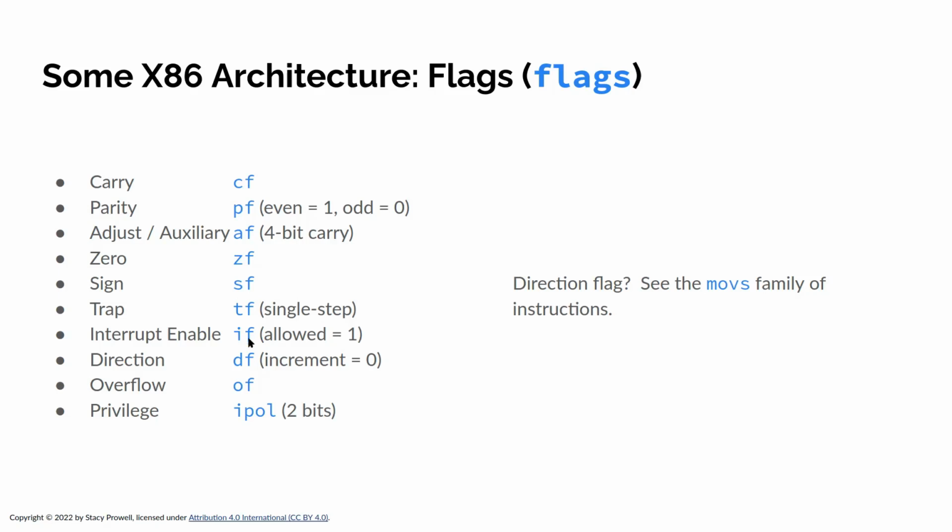There's an interrupt enable, a direction flag, which has to do with string operations and the way in which we copy memory. An overflow flag, which is just what it sounds like. If I do an arithmetic operation and the result overflows the register, I get the overflow flag set. And then there's a 2-bit privilege flag.